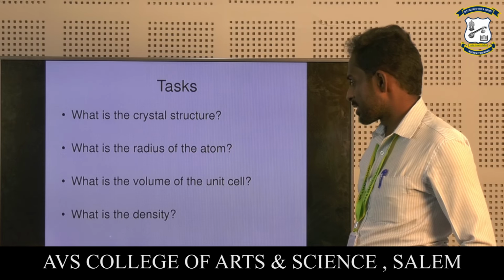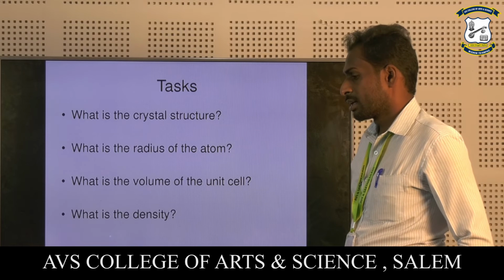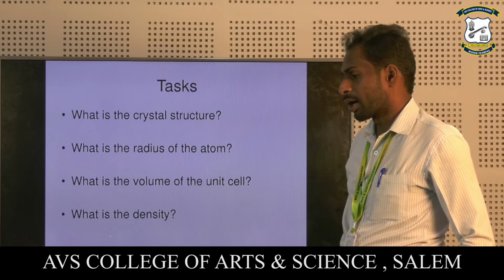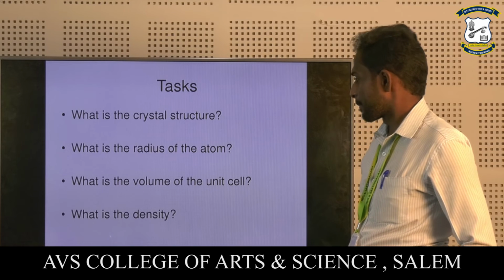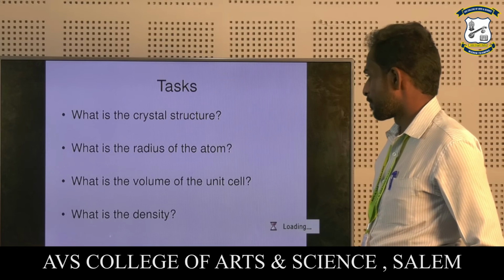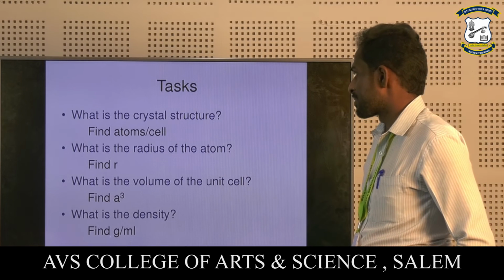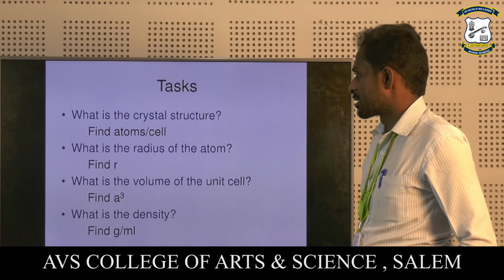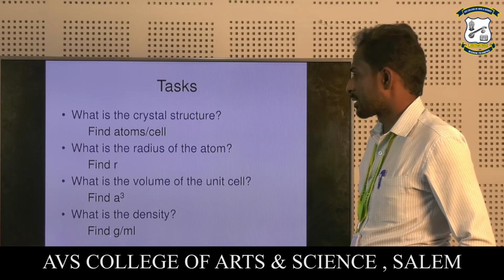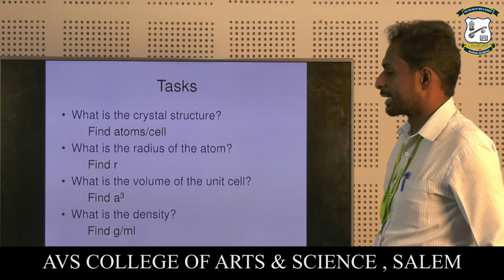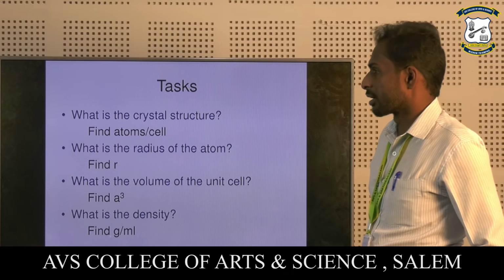And next one is, what is the density? Density is the number of atoms present in a molecule, that's called density. What is the crystal structure? Find atoms and cells. This is present in atoms and cells, that's called a crystal structure. What is the radius? Find R, or D divided by 2 equals R.